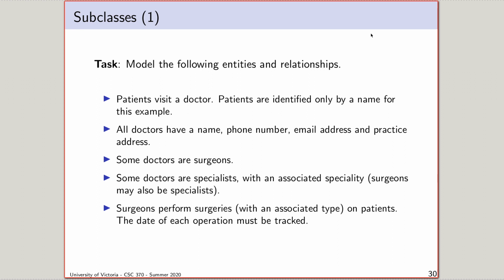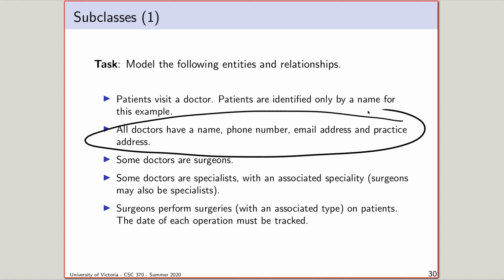So I want to model this very basic system of doctors and patients. So patients visit a doctor. For the time being, just to keep things simple, let's assume patients have a name and we don't care too much else about them. Doctors have a name, a phone number, an email address, and a practice address. This is a deliberately long list of attributes to try and nudge us away from a certain type of brute force solution to this problem. Doctors contain so much information that we do not want to duplicate the doctor entity on the diagram.